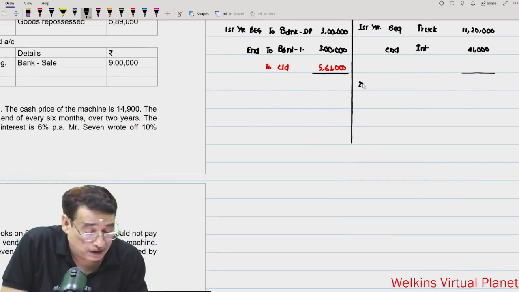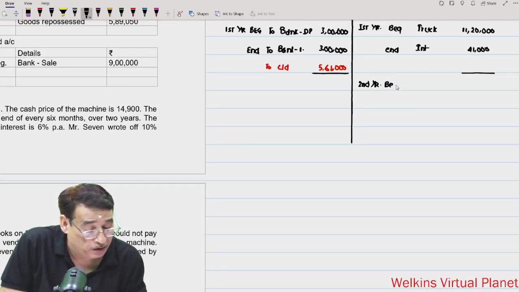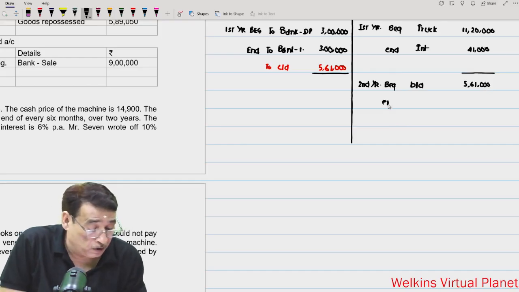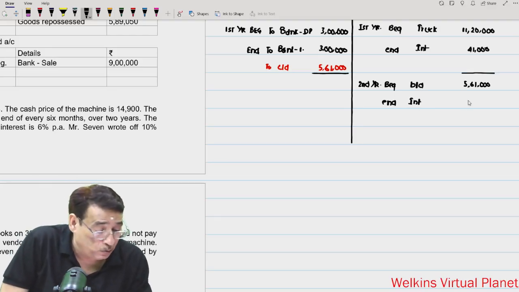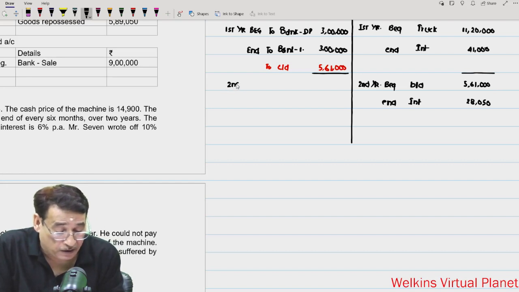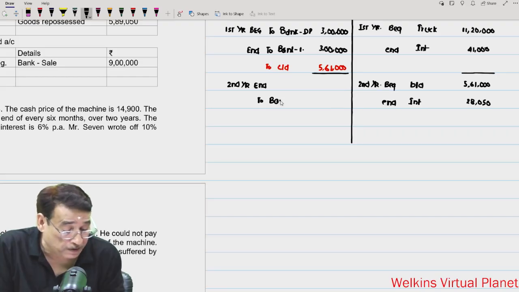Now we come over to the second year. In the second year, we shall write here balance in the beginning. First of all, we shall write here balance brought down 5,61,000. We reach the end of the second year and pass the entry for interest due. In the second year, the interest is 28,050. Correct? As you can see, in the second year, we did not pay the second installment to the bank. We were supposed to pay the second installment, but we did not pay it.